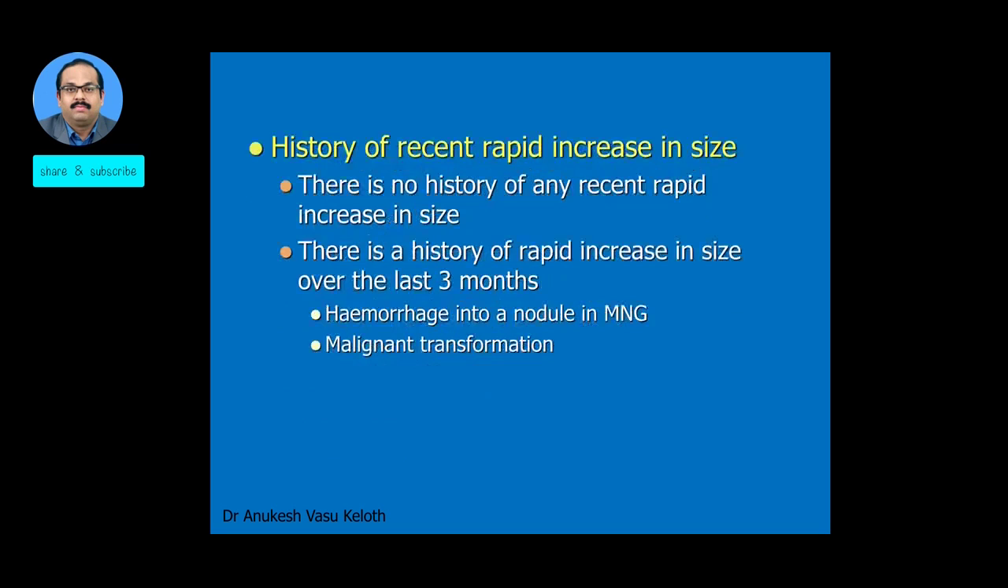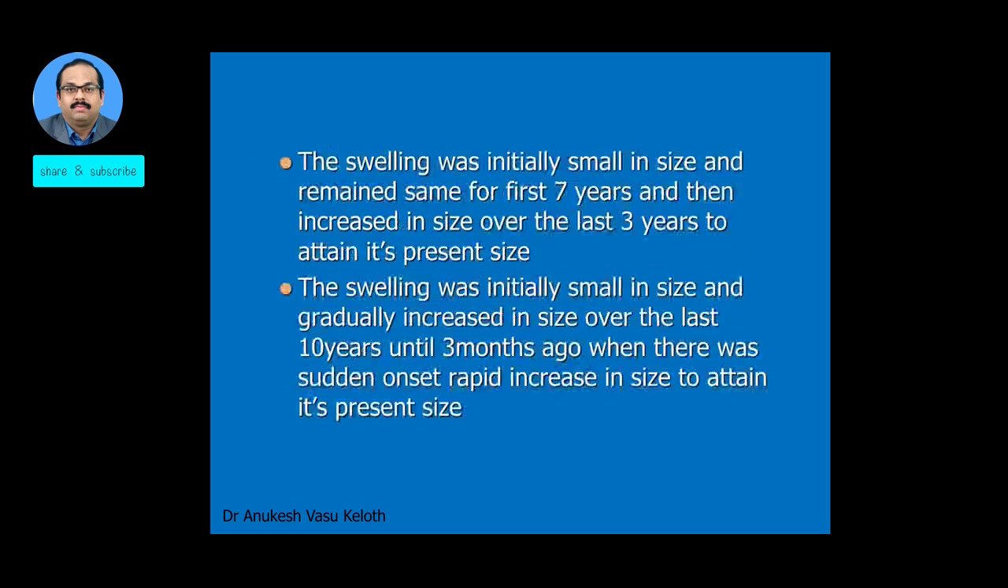The next part would be history of recent rapid increase in size. If there isn't any, you can just say there is no history of any recent rapid increase in size. Now, if you already know it and you have mentioned it in the previous way, that is good enough. But if you have said it in a different way, as in you selected the first option or the second option, then you can go on saying that there is a history of rapid increase in size over the last 3 months. But I would prefer that it be said in the third way. The swelling was initially small in size and gradually increased in size over the last 10 years until 3 months ago when there was a sudden onset, rapid increase in size to attain its present size.